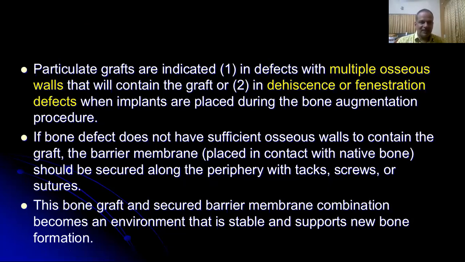Particulate grafts are indicated in defects with multiple osseous walls that will contain the graft, or in dehiscence or fenestration defects when the implants are placed during the bone augmentation procedure. If bone defects don't have sufficient osseous walls to contain the graft, the barrier membrane placed in contact with the native bone should be secured along the periphery with tacks, screws, or sutures. This bone graft and secured barrier membrane combination becomes an environment that is stable and supports the new bone formation.